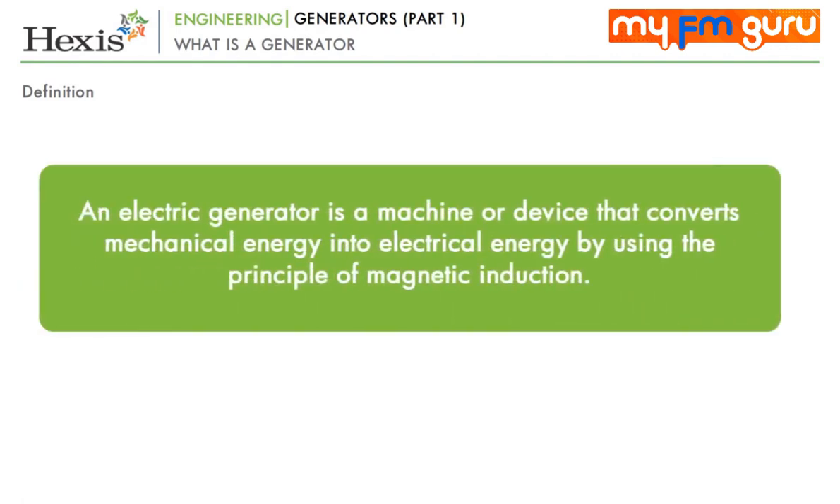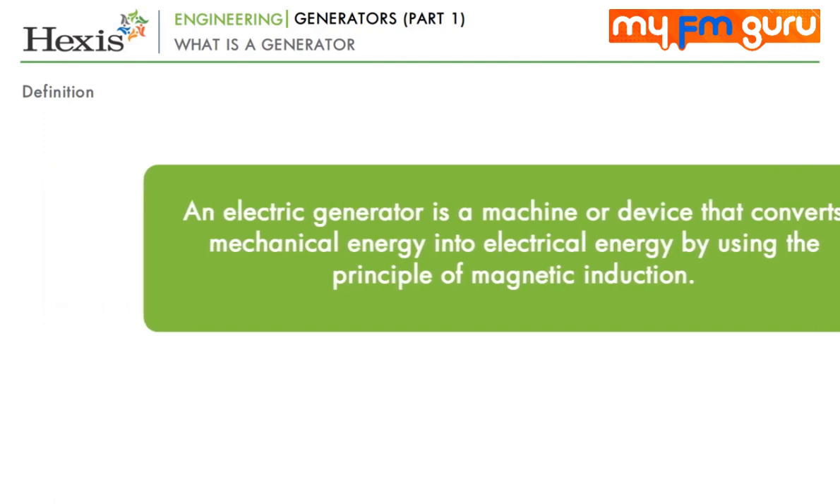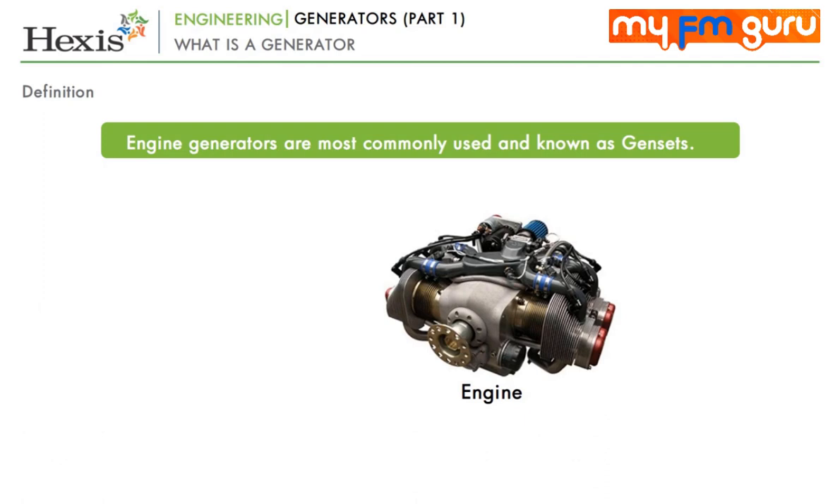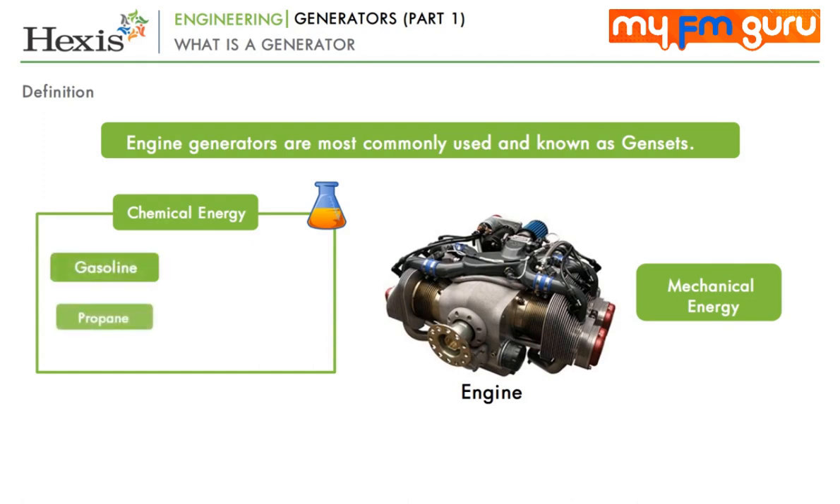Thus, an electric generator can be defined as a machine or device that converts mechanical energy into electrical energy by using the principle of magnetic induction. Most commonly used generators are engine generators, also known as gensets. These generators use an engine to provide the mechanical energy by using chemical energy provided by different chemicals like gasoline, propane, natural gas, and diesel fuel.